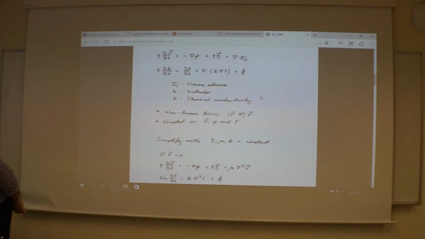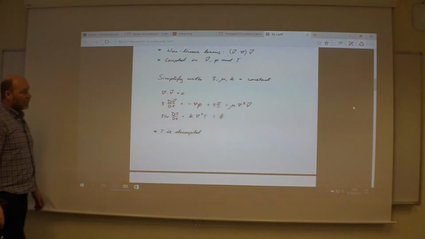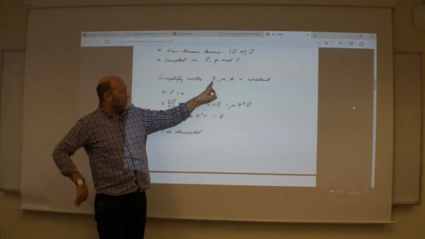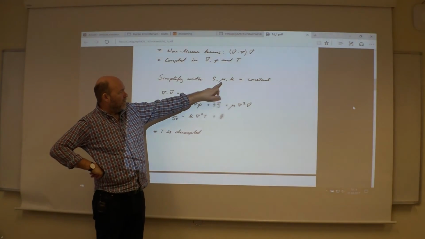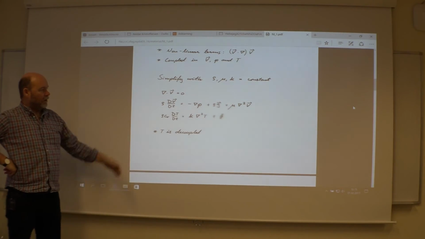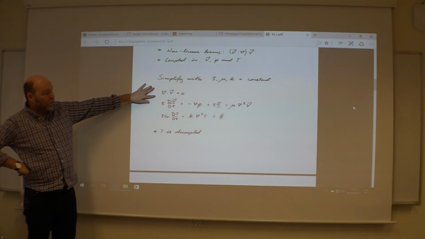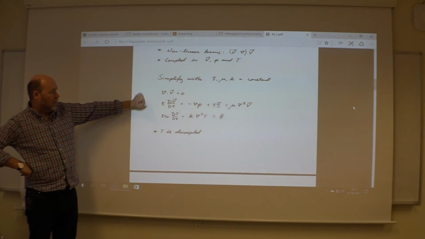Now I want to simplify. And now incompressible flow, viscosity is constant, then they simplify a lot. So the continuity now only says divergence equal to 0.